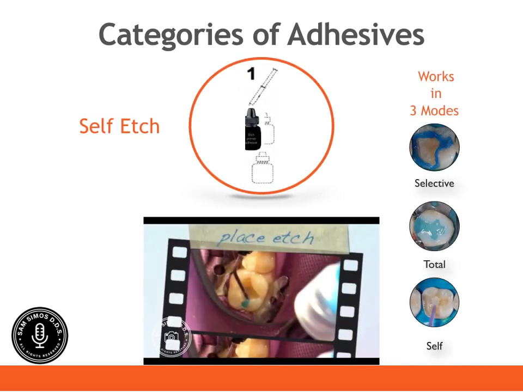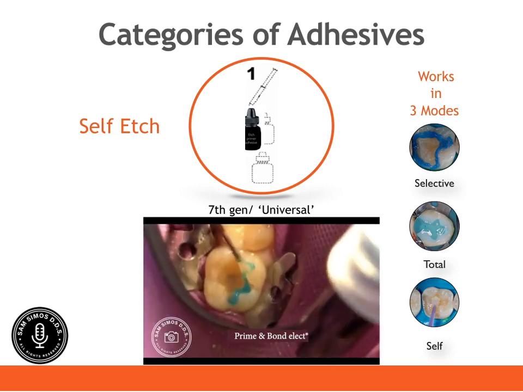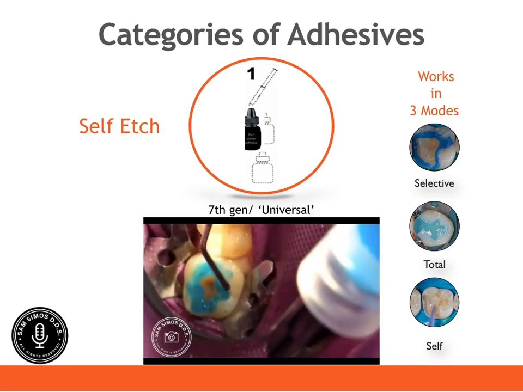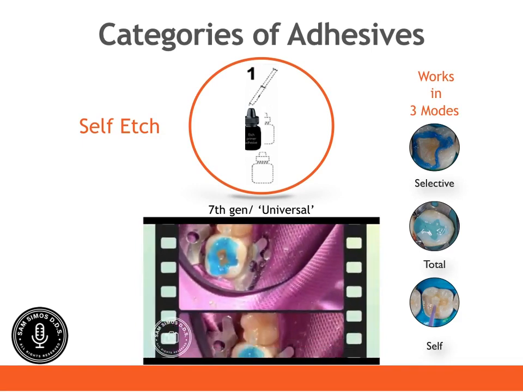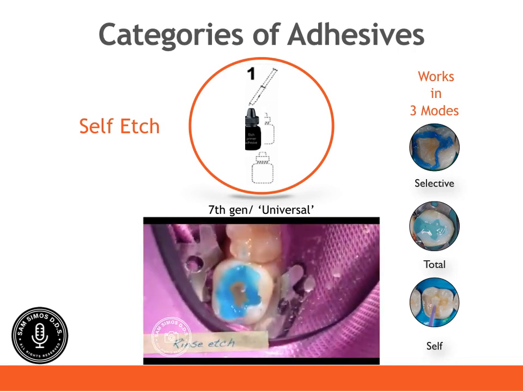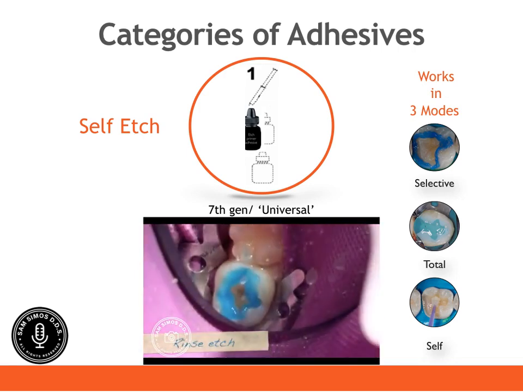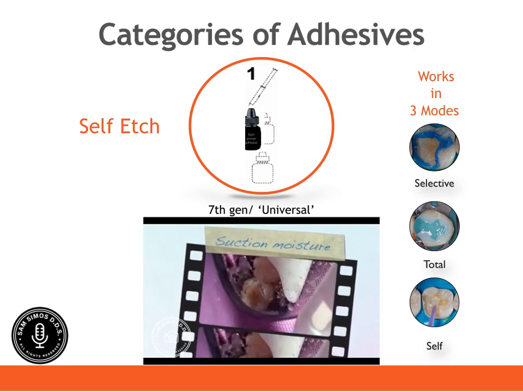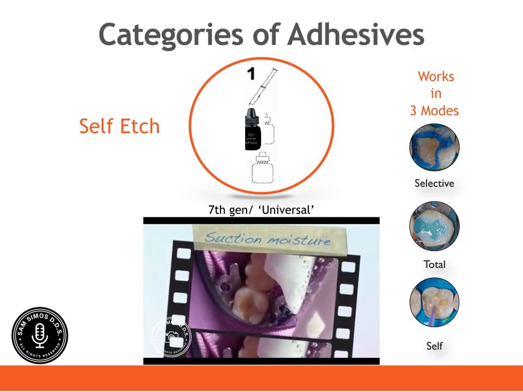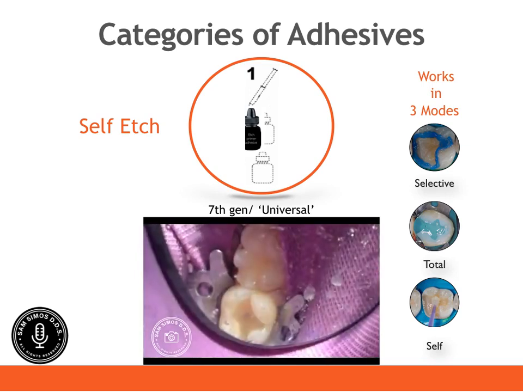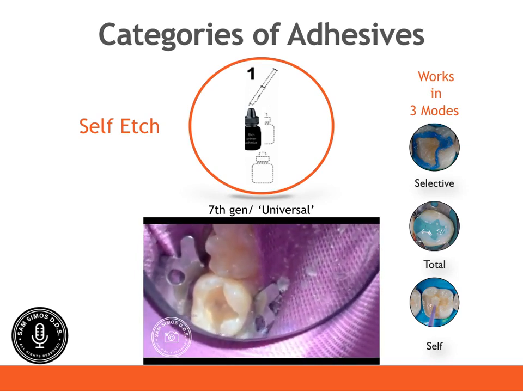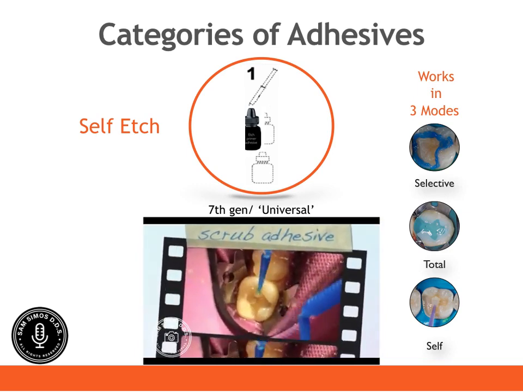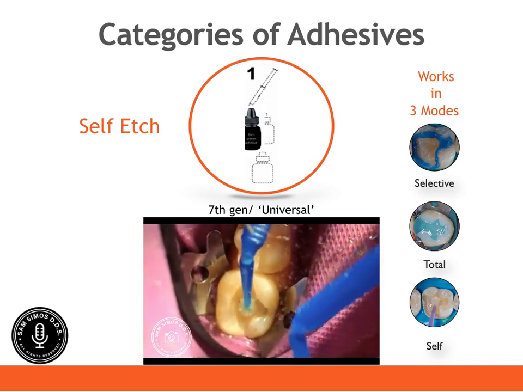In the seventh generation, especially the seventh generation universal, like the Prime and Bond Elect, if I have a lot of enamel around my restoration, like in a class 2 or class 1, I can use it in a selective etch mode. I can even use this in a total etch mode. Or if I'm doing an indirect restoration where I'm cementing a crown and I don't have any enamel around the margin, I can use this in a self-etch mode where I don't need etching at all. So this is a nice category to give me the freedom that I need, and it's a lot quicker than any of the other adhesives that I've just shown you.